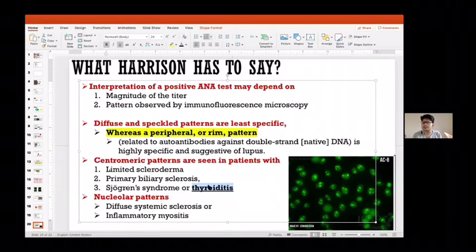And thyroiditis is something which looks googly to us. Okay, thyroid, how will it be, right? But it is given in Harrison, so we respect it for MCQ. But if I really want to answer, if someone tells me that the patient has a centromeric pattern, my first answer will always be limited systemic sclerosis. After that, I will tell, okay, it can be seen sometimes in primary biliary cirrhosis and Sjogren syndrome also.